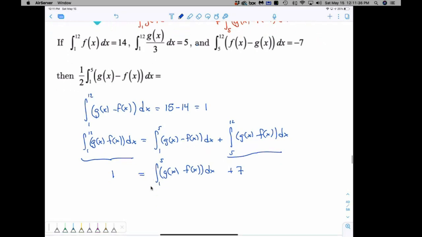So from here, I am going to just subtract 7 from both sides. I'm going to end up with -6 equals the integral from 1 to 5 of g of x minus f of x dx. And that is almost exactly what I want. I've got the integrand in the right direction. I've got the right bounds. The only difference is I've got a 1/2 out in front.